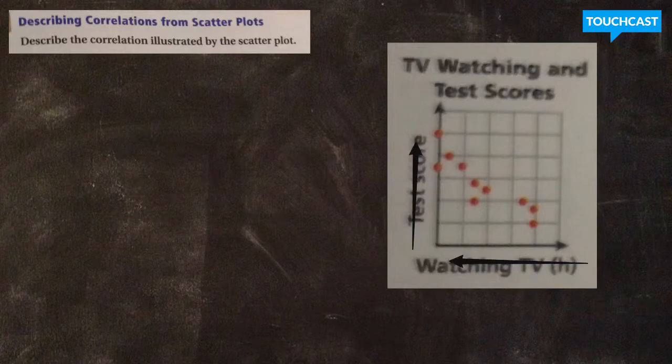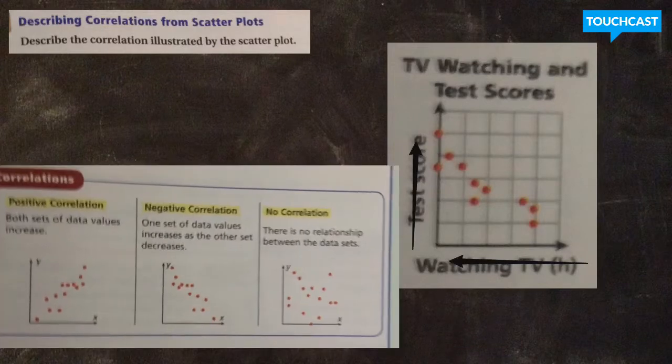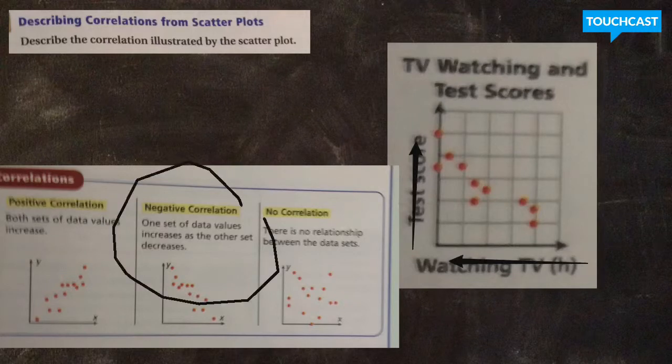So if we think about the different types of correlations we could have, we want to look at which type of correlation explains when one set of data increases, the other decreases. That looks like it's a negative correlation. So we could say that this scatter plot represents a negative correlation.